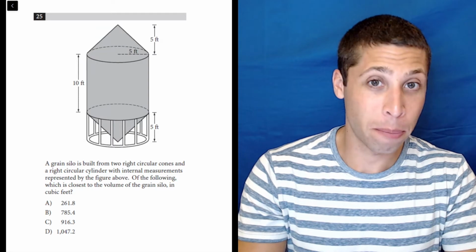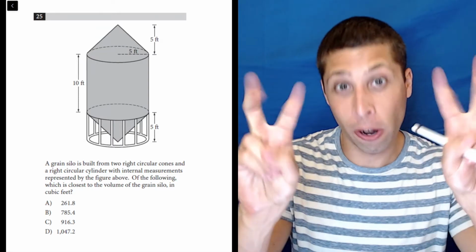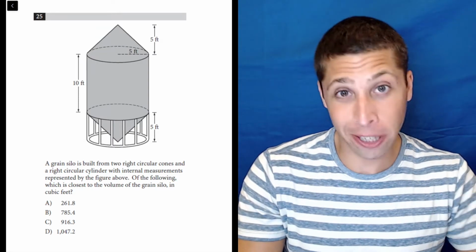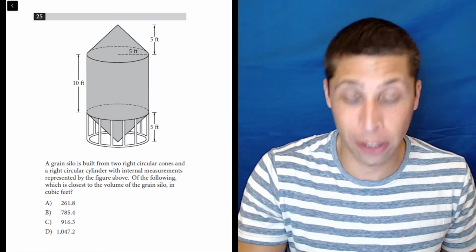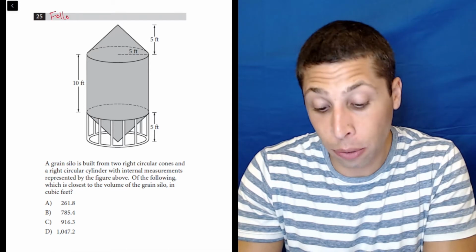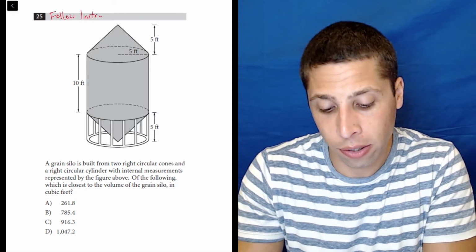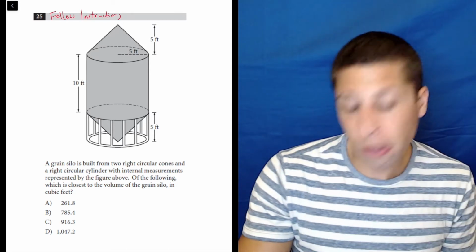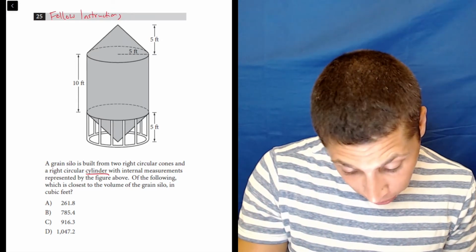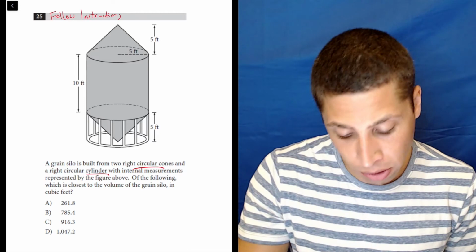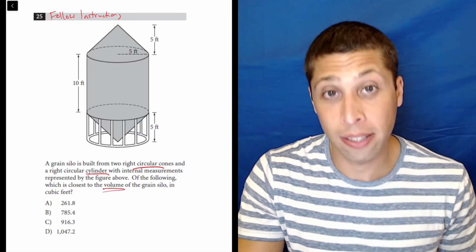Here's a great example of a hard question that you really don't want to get wrong. It's hard because it's intimidating, but it's not hard because the math is very tricky. So what we really need to do here is follow instructions, okay? We're being asked about this weird shape. It's got a cylinder. It's got these cones on it, right? A cylinder with internal measurements. Oh, and two circular cones. So what is the volume of the grain silo?